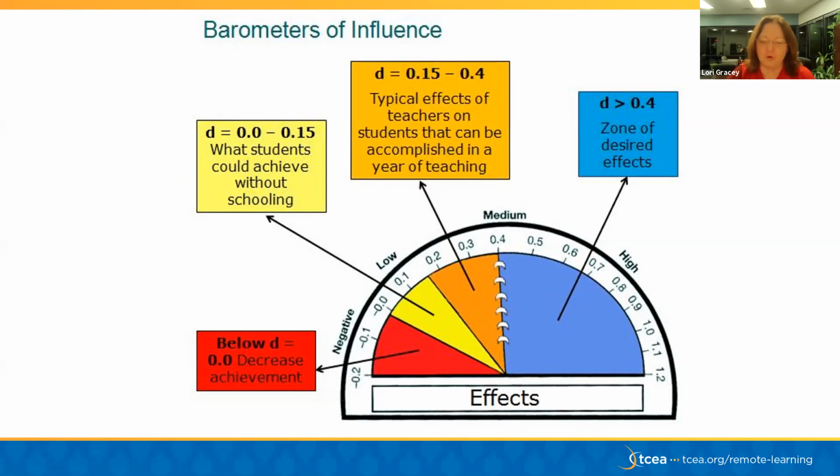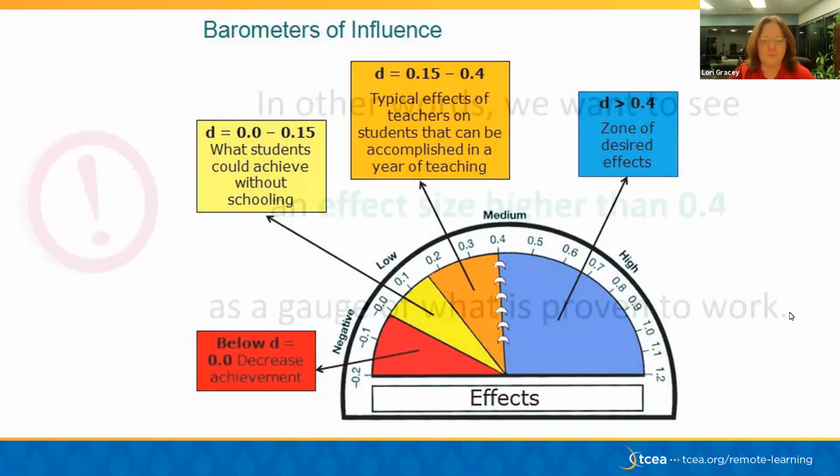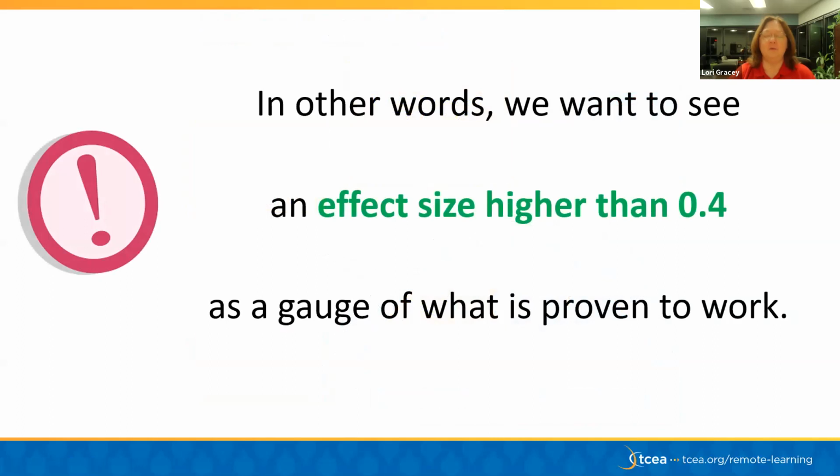What we're looking for is in this blue section here, anything above a 0.4. Above a 0.4 means the students are going to learn more in that year than they typically would in a regular year with that instructional strategy, okay? So think of it again in other ways. We want to see an effect size higher than 0.4. And that's what's proven to work, and that's going to give us bigger bang for our buck. So 0.4 would be the magic number. Anything higher than that is something we should look at.